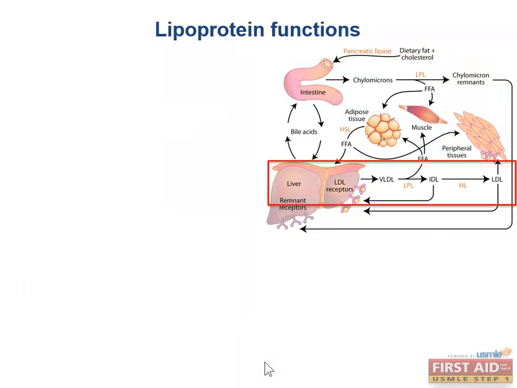We just saw how triglycerides travel from the gut to the body. So now let's take a look at the liver. VLDL, very low density lipoprotein, is secreted by the liver, and it can drop its contents off to peripheral tissues. How do VLDL and chylomicrons differ?